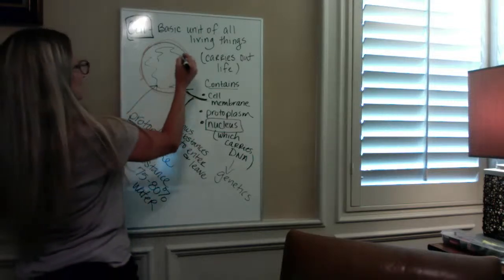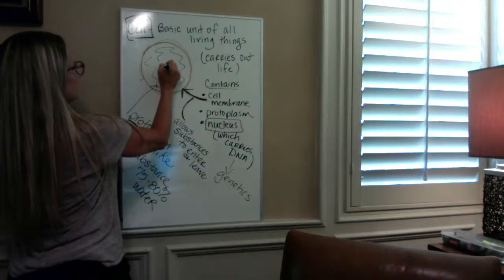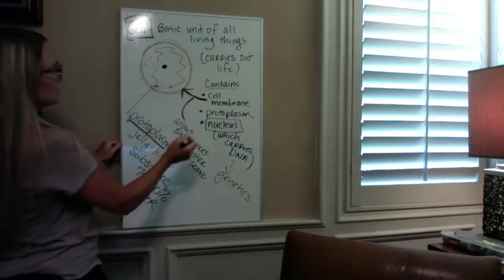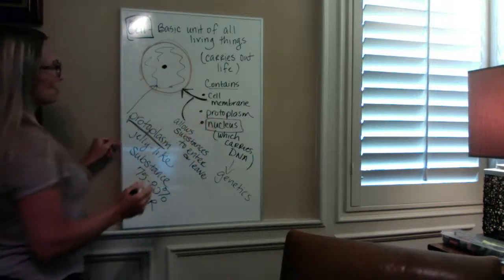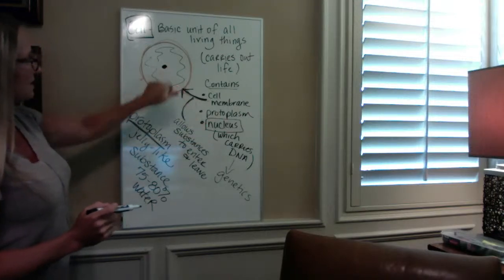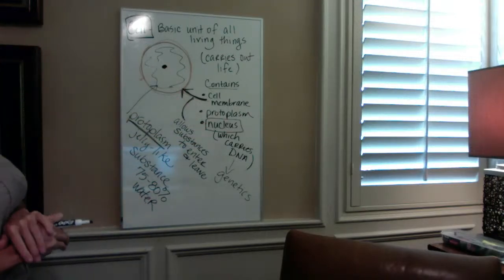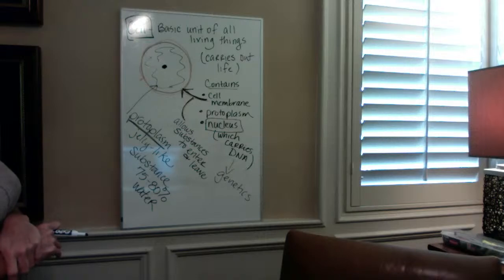Then it has the nucleus, which is in the very center. And I won't draw an arrow, but the nucleus is in the center. And that's where our DNA and our genetics come from, is the cell nucleus.